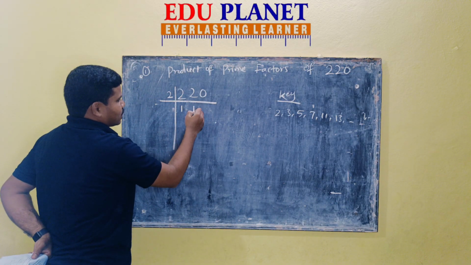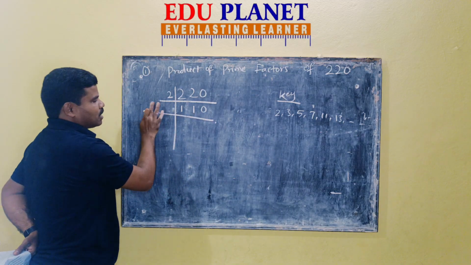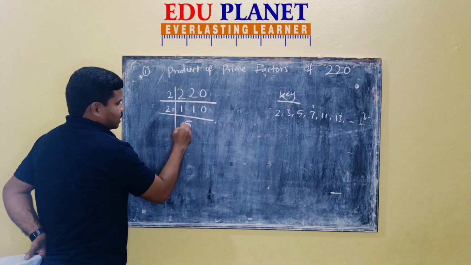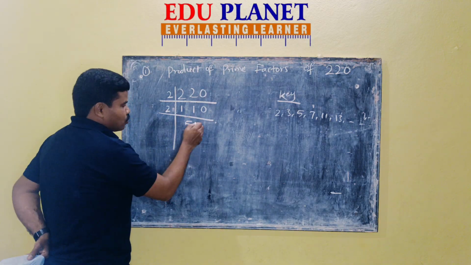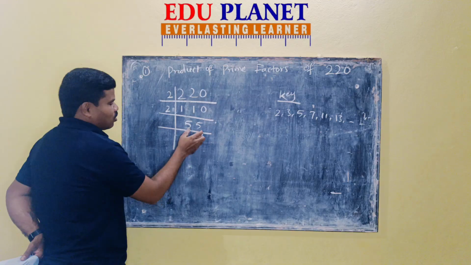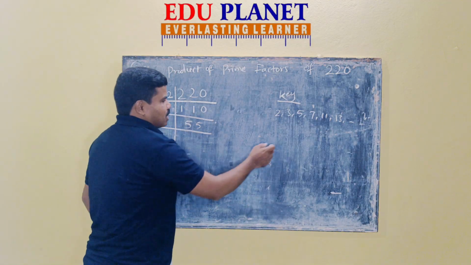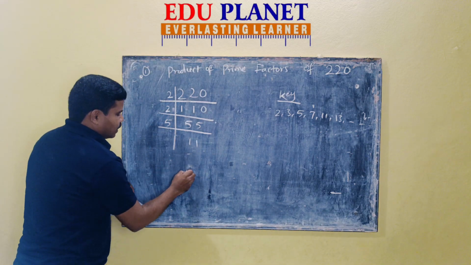2 ones are 2, 2 ones are 2, 2 zeros are 0. Again 110 will be an even number. It will be divisible by 2. 2 5s are 10, 11 minus 10 is 1, so 10. 2 5s are 10. By seeing it, we can easily say that this number is divisible by the prime number 5. 5 11s are 55.